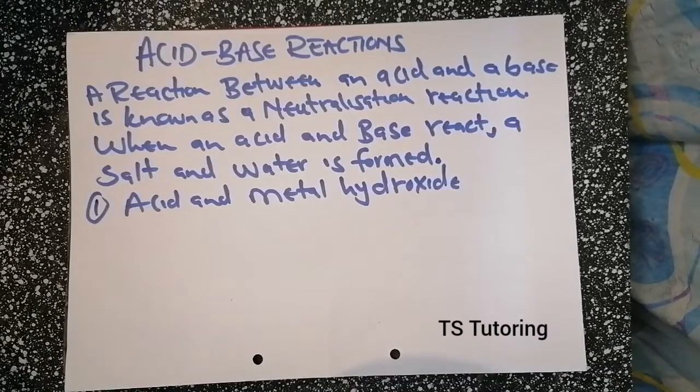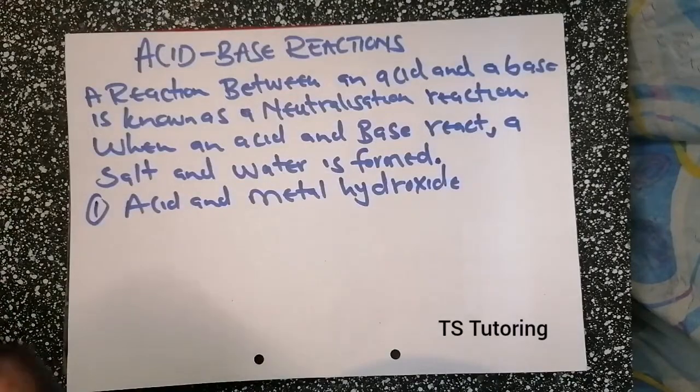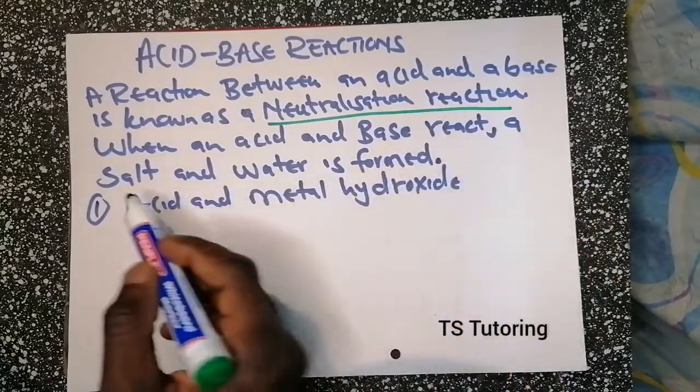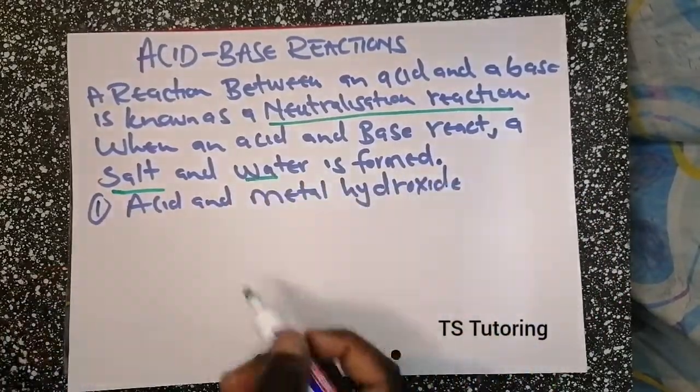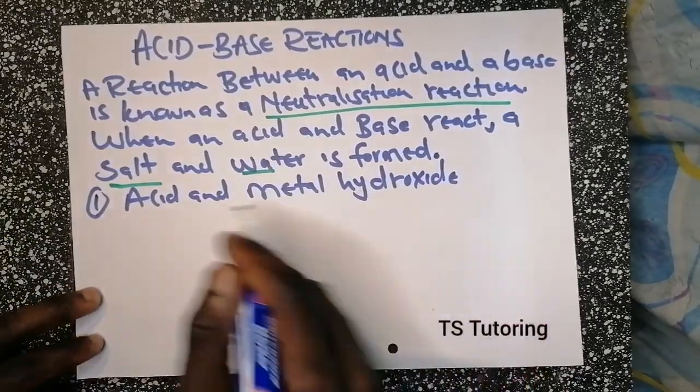So according to the theory, when an acid and a base react, a neutralization reaction takes place. What do we mean by neutralization? We mean that we are forming a salt and water when a strong acid and a base react, right? This is an acid-base reaction. So a reaction between an acid and a base is known as a neutralization reaction. So it means that salt and water is formed when an acid and a base react. These are our products.